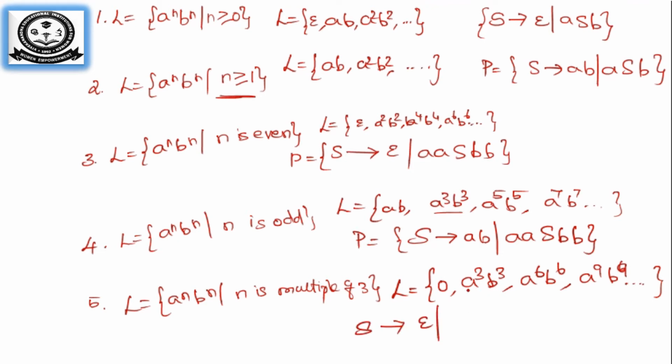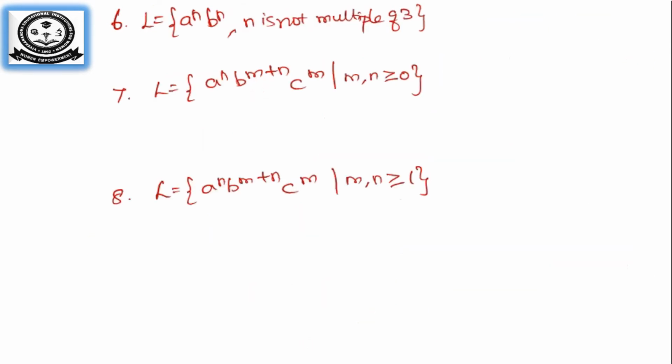Next thing is you have 3 a's and 3 b's, so I will have aaa and bbb. The second term also has 6, so you already have 3 a's, and only another 3 a's have to be substituted. So it's recursive, so you will take S. So this is the production rule for n is a multiple of 3.